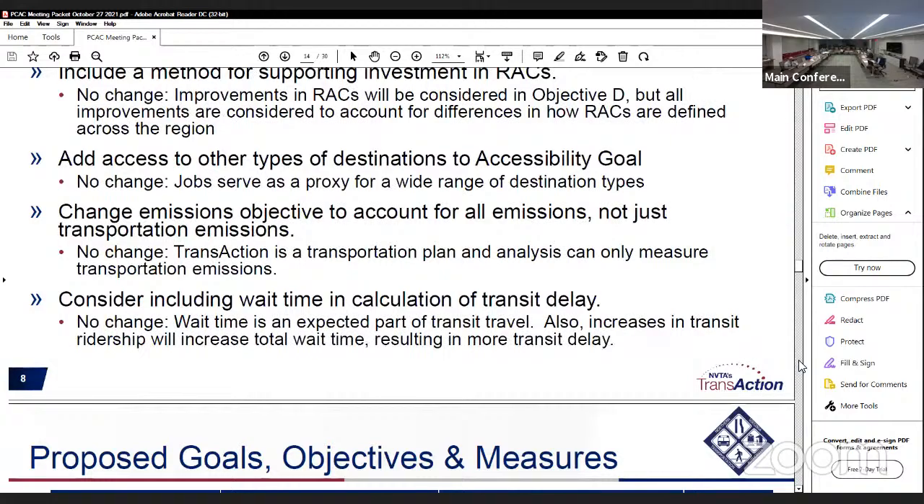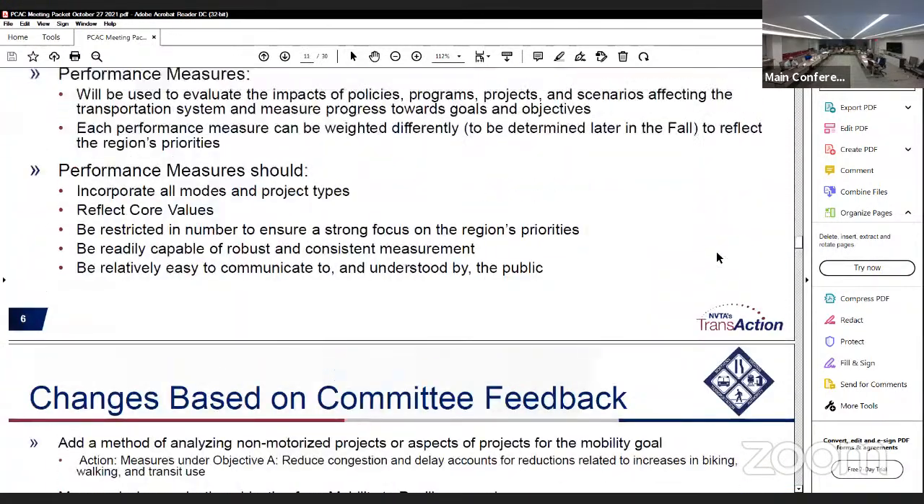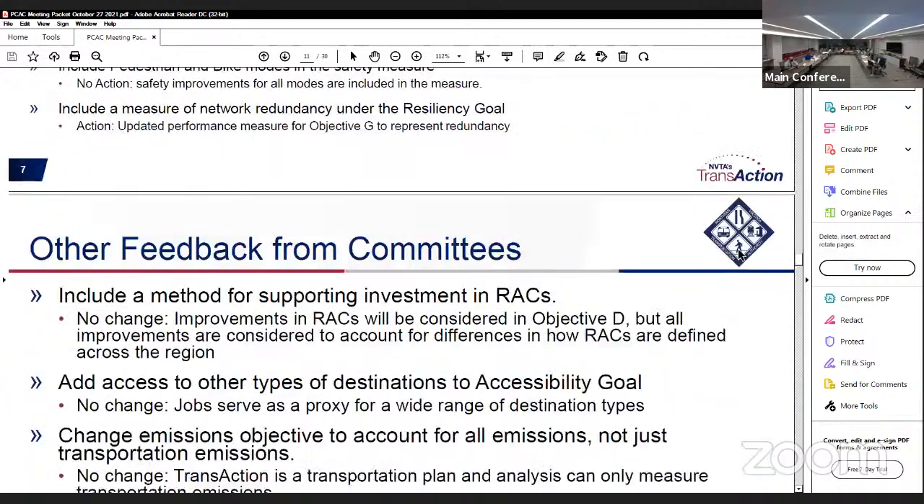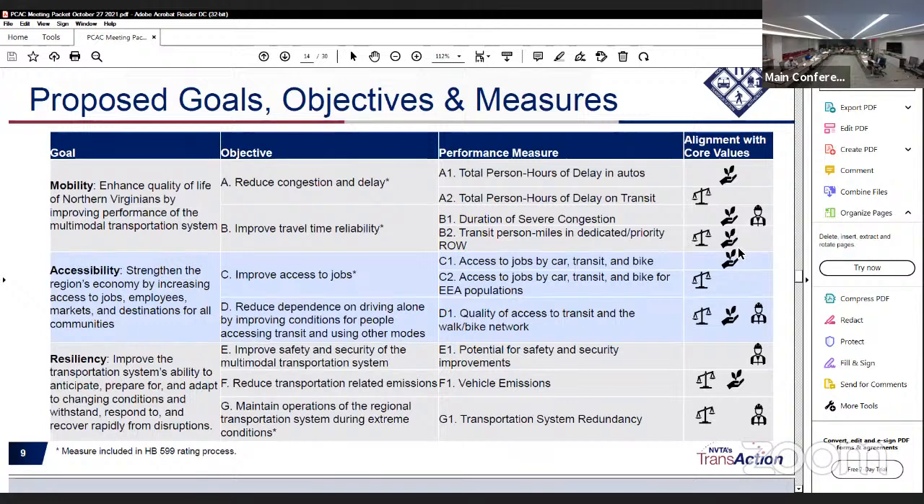At the bottom of slide 6, the last two performance measures, it says the performance measures should be readily capable of robust and consistent measurement and be relatively easy to communicate to and understood by the public. And when I look at the list of performance measures on page 9, some of the things that we're supposed to have a robust method of measuring are potential for safety and security improvements, that's E1, quality of access to transit, that's E1, and vehicle emissions. So I have a question: how are we going to be able to robustly and consistently measure these things?